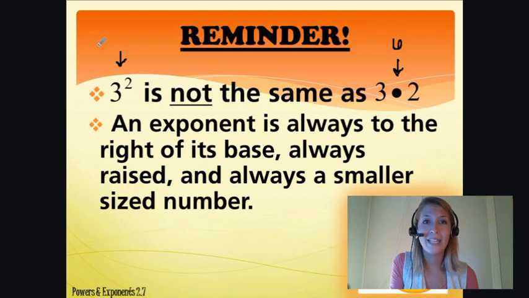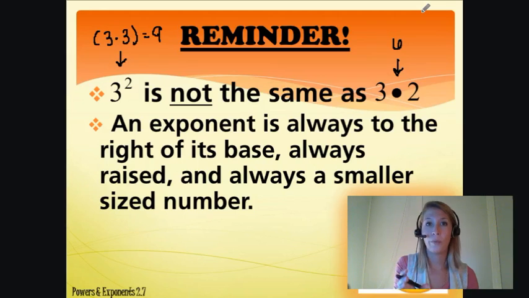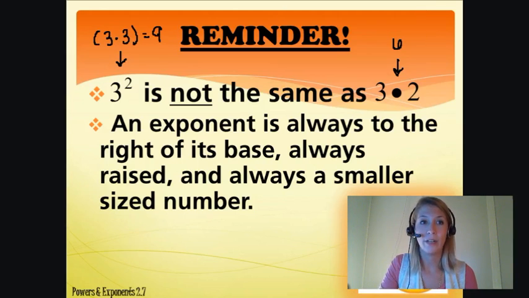When we write out our base, which is being factored 2 times, we would rewrite it using repeated multiplication. That would be 3 times 3, which equals 9. See the difference? So it's very important to keep in mind what you're doing with your base and how many times it's being factored. That is what our exponent tells us.